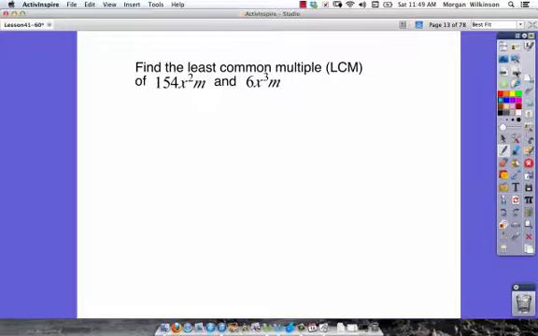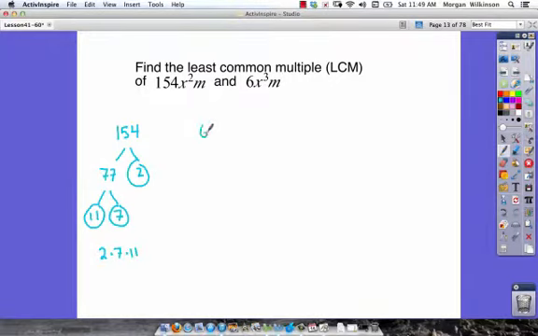Next problem is to find the least common multiple of 154x squared m and 6x to the third m. So if we want to do that, we first need to find the least common multiple of our numbers. Let's use a factor tree. 154, well, that can be broken down into 77 times 2, because 77 is half of 154. 77, well, that's just 11 times 7. We now have our prime factorization, 2 times 7 times 11, and we can write it out.